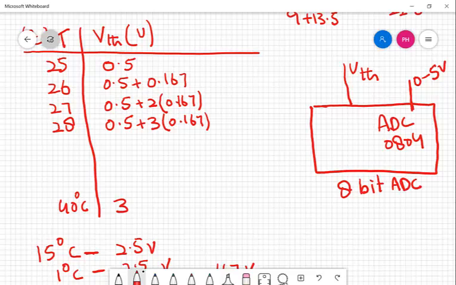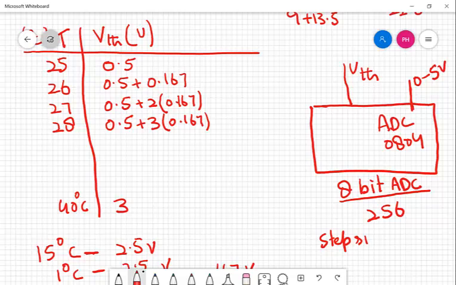Since this is an 8-bit ADC, output will be 8 bits long, and that means there will be 256 different states, and our step size will be equal to, sorry, 5 divided by 256. That comes to 0.01953.